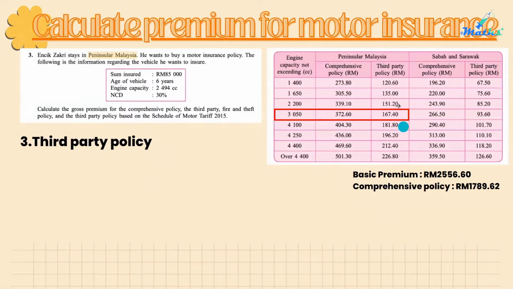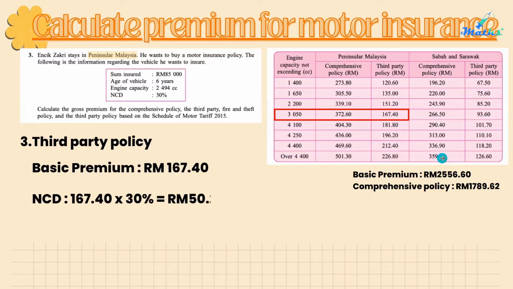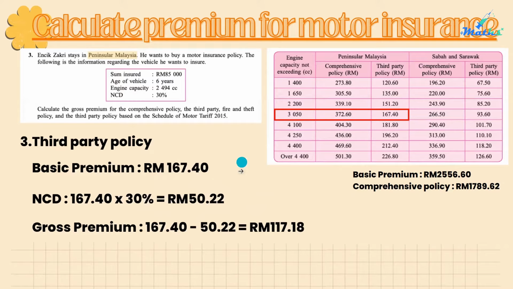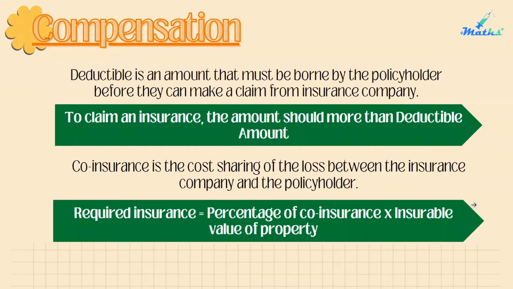So next will be the third-party policy. For the third-party policy, we refer to the table, which is 167.4. And we need to calculate the NCD using the basic premium, so we times with 30%. So here is the NCD. And the gross premium will be the basic premium minus the NCD. So the answer will be 117.18. So next will be the compensation.